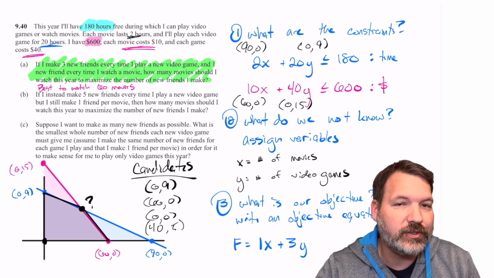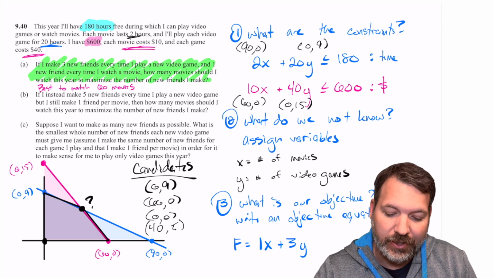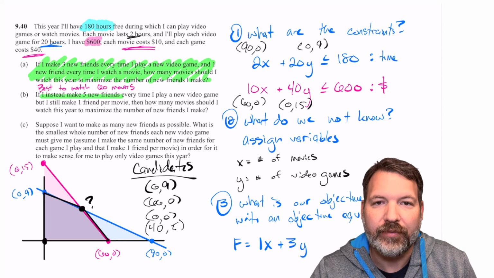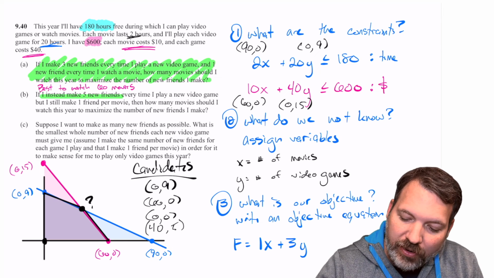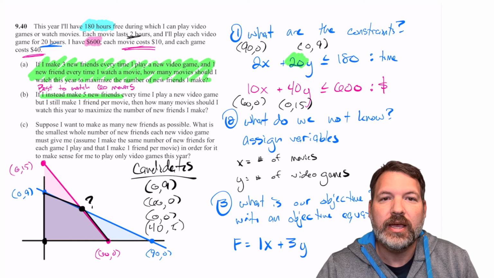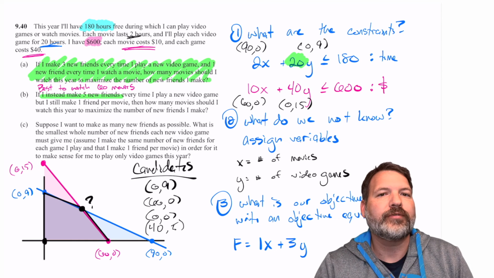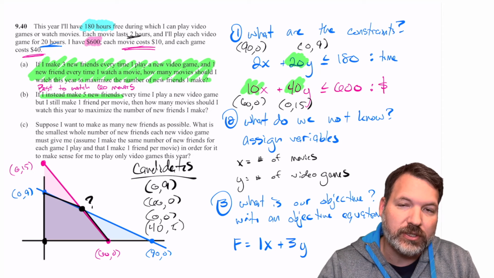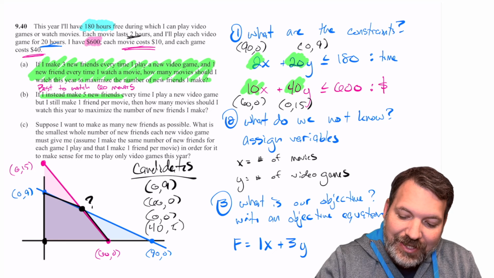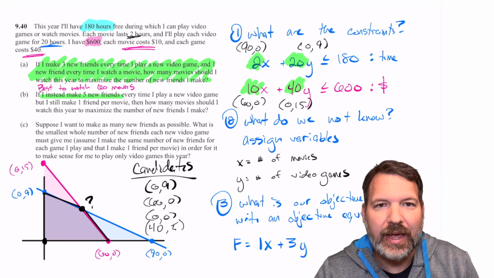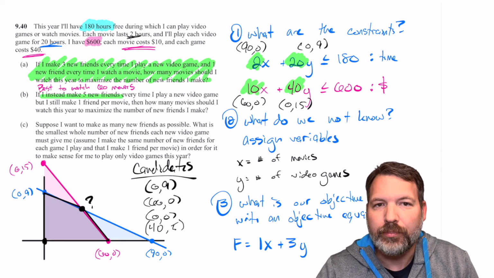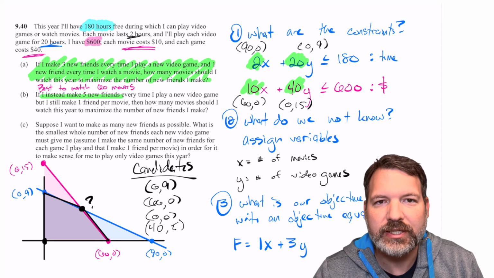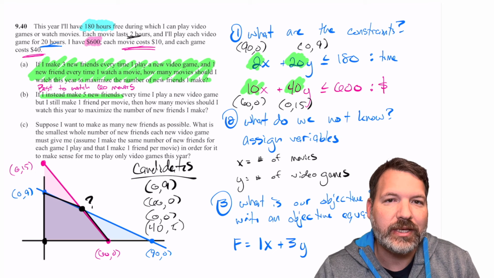Part B gives us a different scenario to consider. Part B says, suppose that actually we make 5 new friends every time we play a video game. So one thing you might have noticed earlier on in the problem is, in a sense, we get more bang for our buck out of the video games. They cost 4 times as much as the movies do, but we get 10 times as many hours of play out of the video game than we do from the movie. In one sense, that means that video games are actually very resource intensive. They cost more and they take more time.